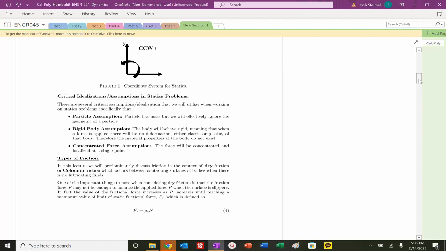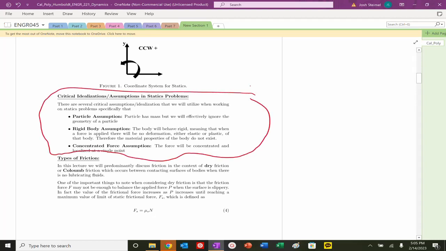Now, before we get into types of friction, I want to also talk about some critical idealizations and assumptions that we're going to use in statics problems. There are three critical ones that we should be familiar with, and hopefully this is just a reminder. First, our particle assumption: particles have mass, but we effectively ignore the geometry.